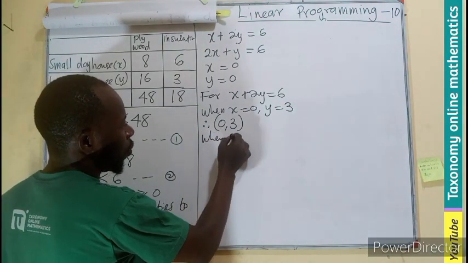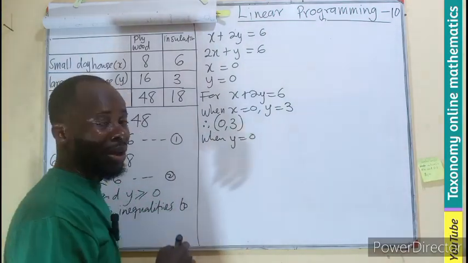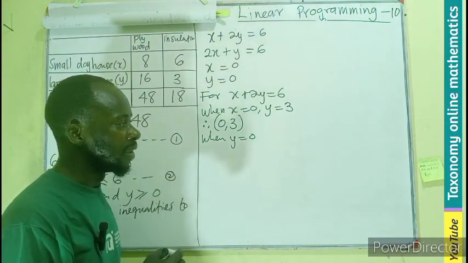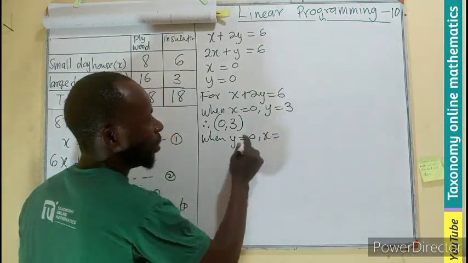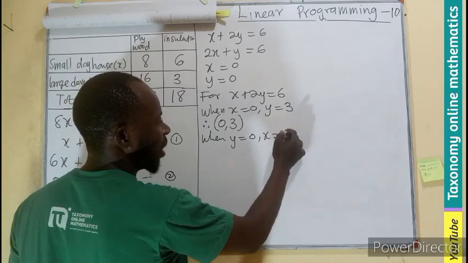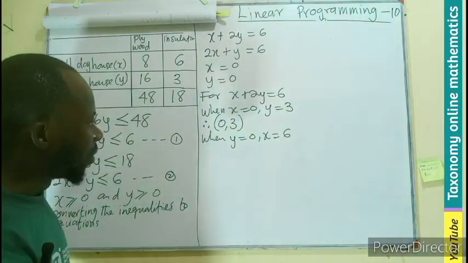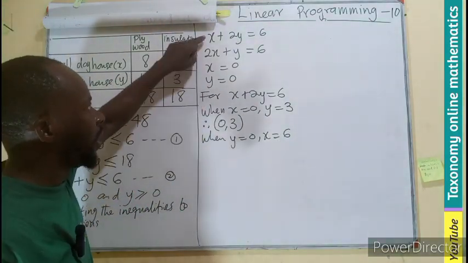Then, when y is 0, meaning we are looking for the intercept on the x-axis, x becomes what? 6, right? That is for this equation.